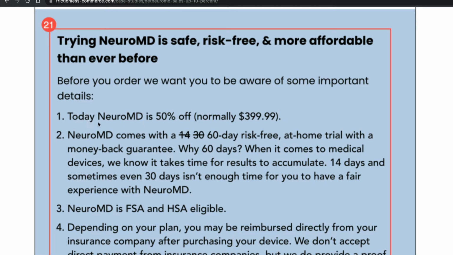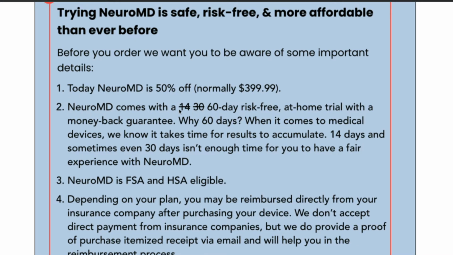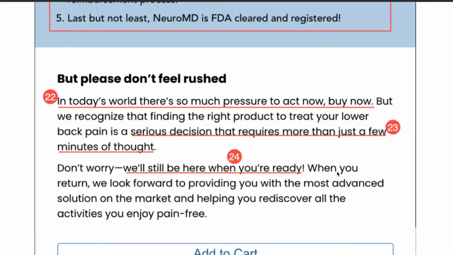One is that today it says get NeuroMD 50% off, but instead of just showing the price, we're actually showing what the price would have been. Over here, notice that we've canceled out 14 and 30 and set a 60-day return policy, again, to dramatize this point. And then over here it says why 60 days, we actually explain it. Explaining your return policy and converting it into a conversion marketing tool is so effective and so important.